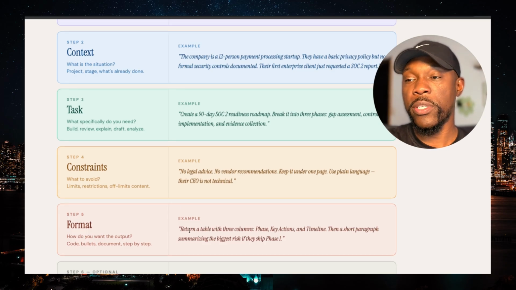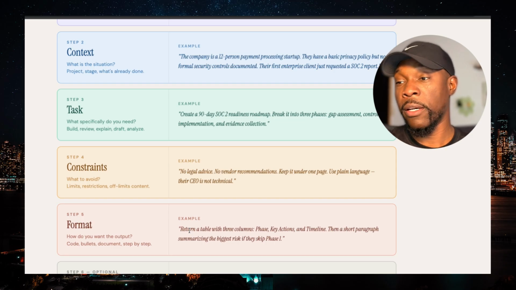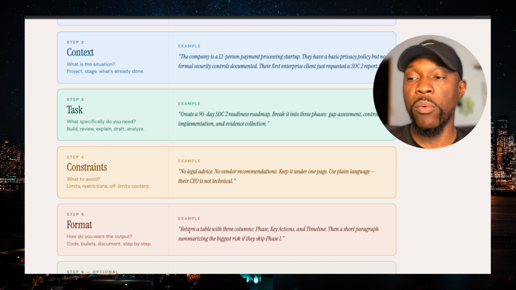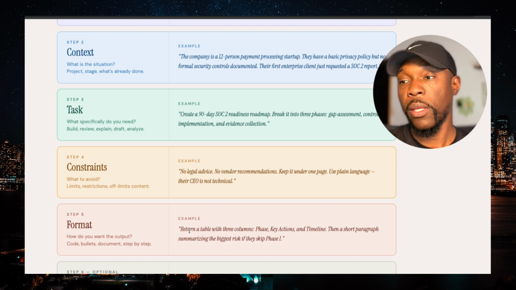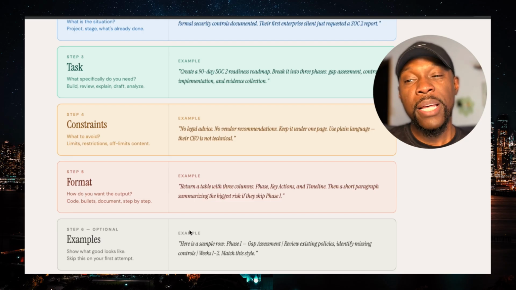Here's the example. Return a table with 3 columns: phase, key actions, timeline, then a short paragraph summarizing the biggest risks if they skip phase 1. Okay. And step 6 is optional. Sometimes I have examples that I would include.